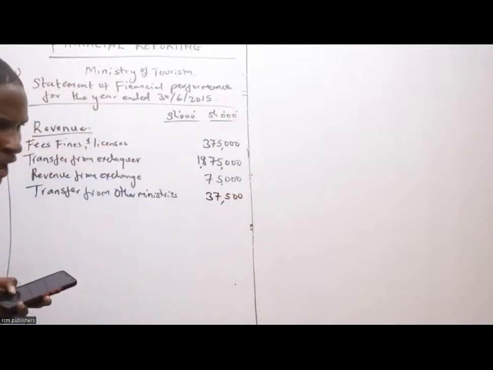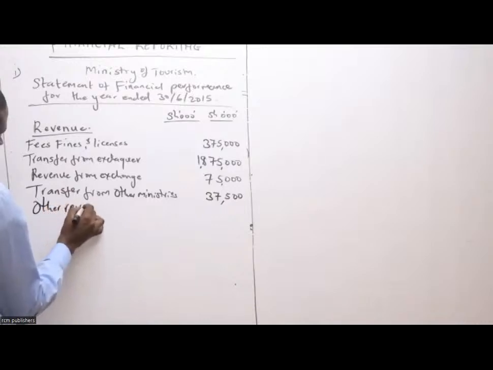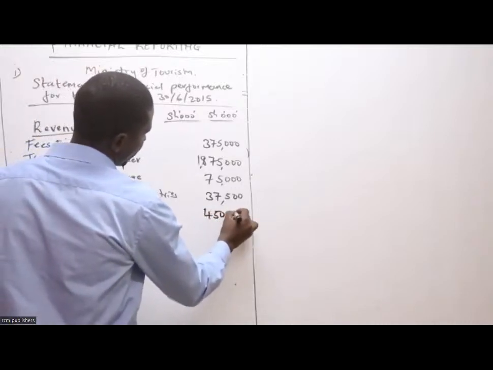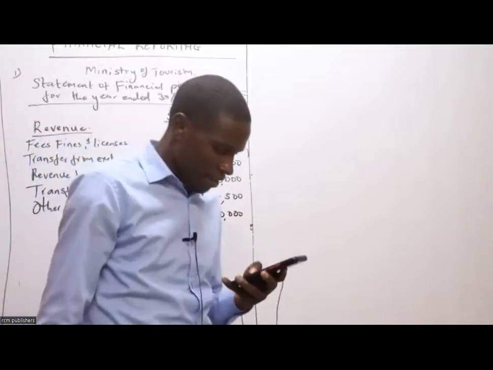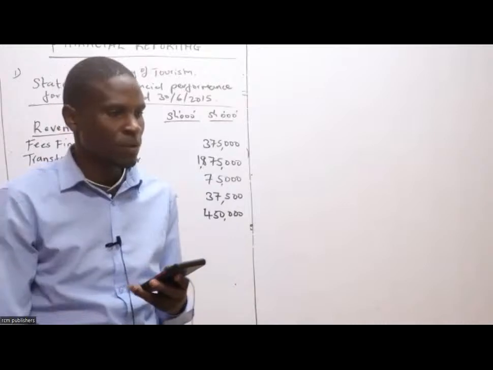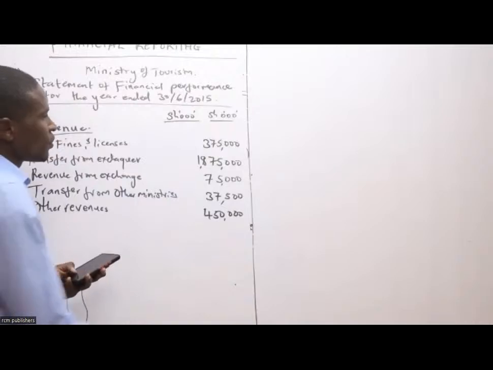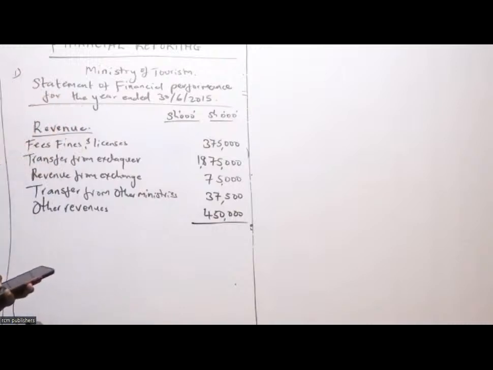I also see we have been given other revenue. Other revenues, how much? 450,000. Do we have any other revenue that we have left out? Please check. If you don't have, you can give me the total revenue. What is our total revenue?